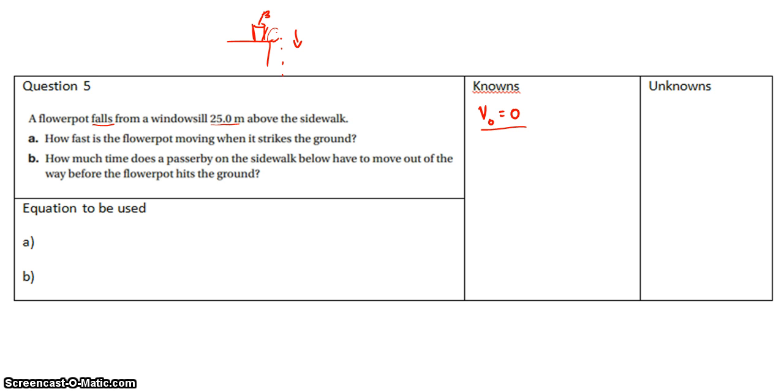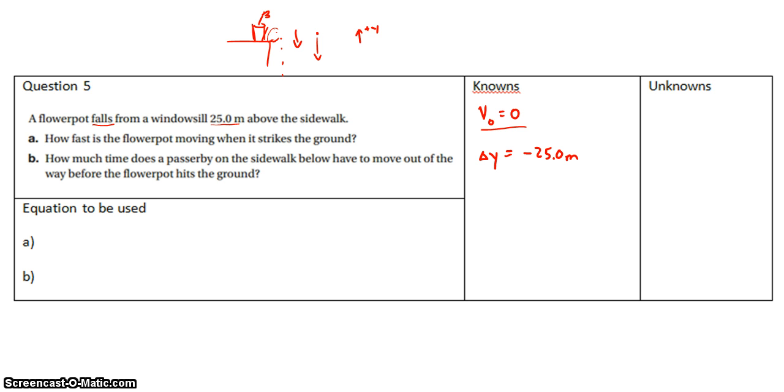Okay, falls from a windowsill 25 meters above the sidewalk. So if I start here and I fall down in this direction, I'm going to say this is my positive y direction. You can use the letters x or y, but now we're talking about the y direction. In the y direction, my fall is 25 meters.